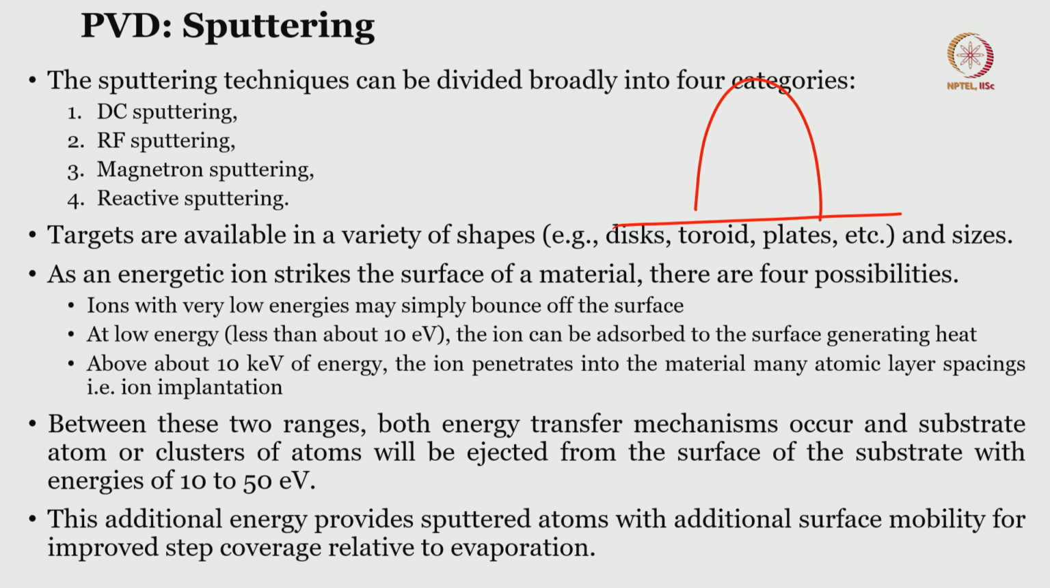However, what we have seen is that between these two ranges, both energy transfer mechanisms occur and the substrate atoms or clusters of atoms will be ejected from the surface of the substrate with energies of 10 to 50 electron volt. So, the idea is that you can keep the energy between 10 electron volt and 10 kilo electron volt, and somewhere this energy will help in creating or depositing the material.